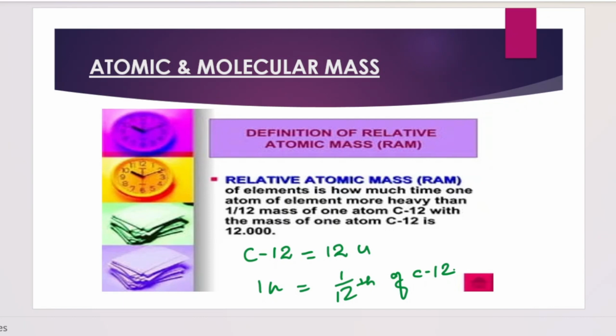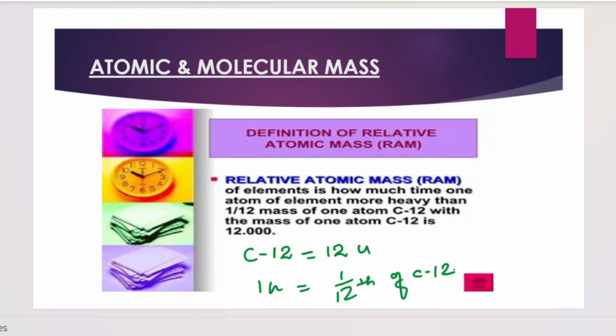Okay. So now we can define relative atomic mass as how many times one atom of an element is heavier than 1/12 mass of C12. For example, one atom of oxygen is 16 times heavier than 1/12 mass of C12 and therefore atomic mass of oxygen is 16U.